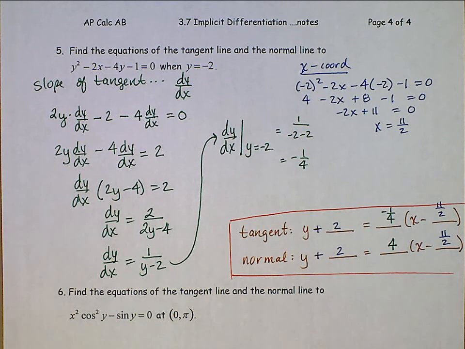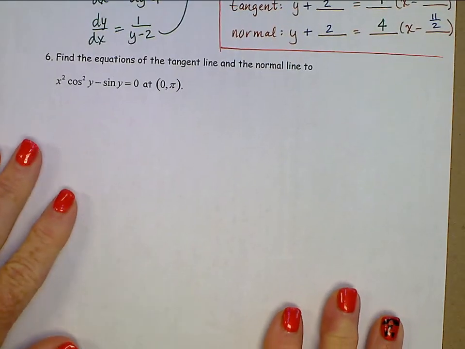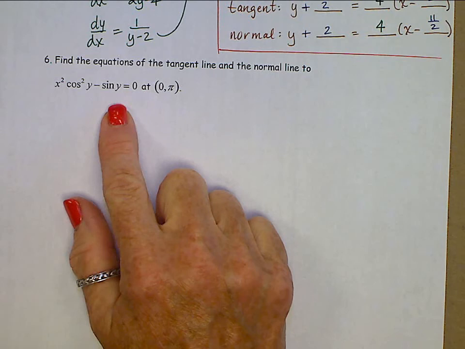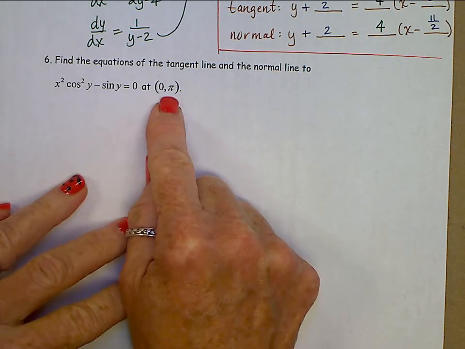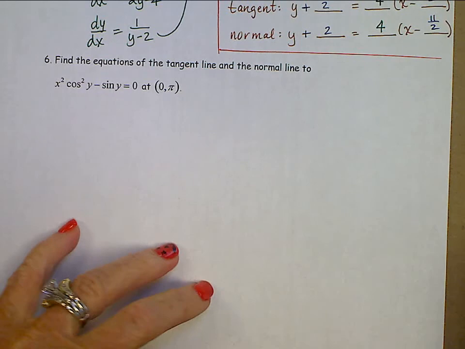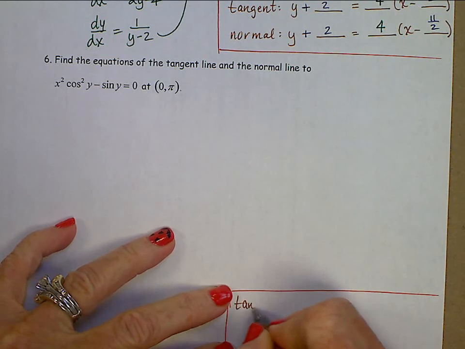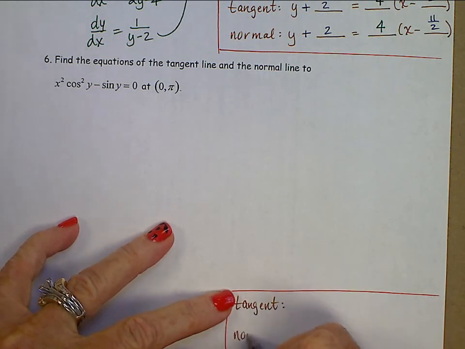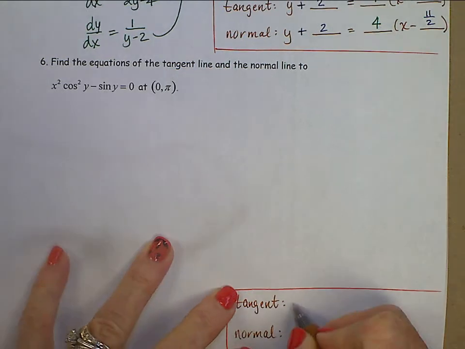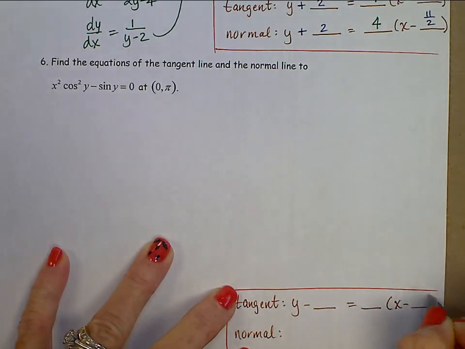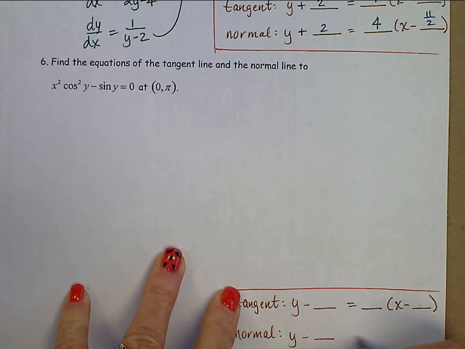All right? Look at this one down here. Find the equations of the tangent line and the normal line. 2x squared cosine squared y minus sine y equals 0 at (0, pi). Again, let's come down to the bottom here and set these up. Tangent, normal: y minus something equals slope times x minus something, and for the normal, y minus something equals slope times x minus something.